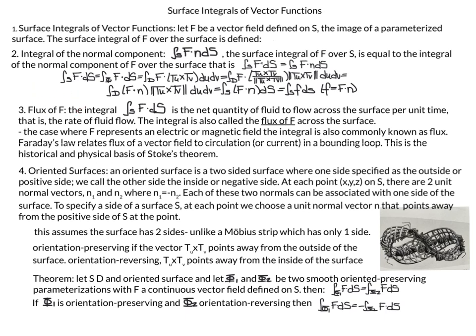The next topic on this slide is flux of F. We can give this surface integral of a vector function a physical interpretation: it's the net quantity of fluid to flow across the surface per unit of time. That is, it's the rate of fluid flow. This integral is also called the flux of F across the surface. In cases where F represents an electric or magnetic field, the integral is also commonly known simply as flux.